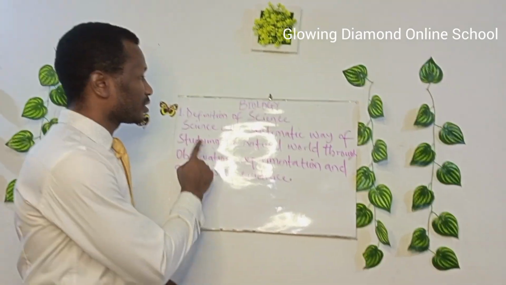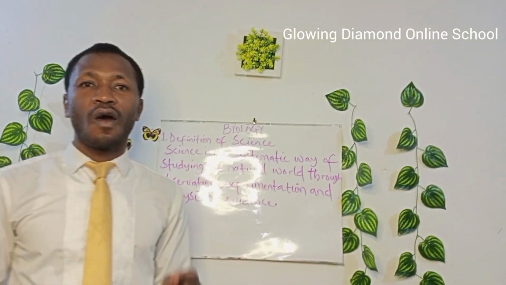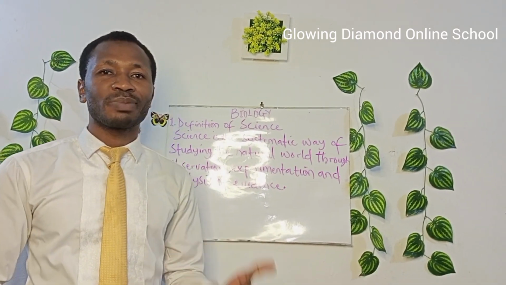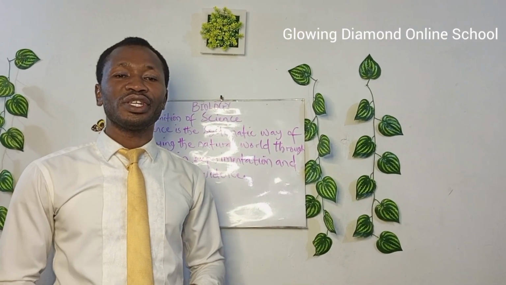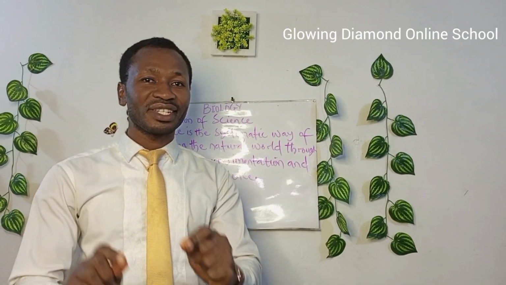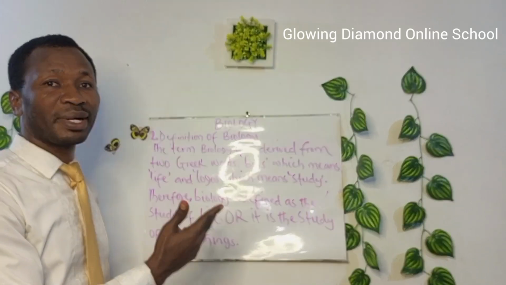Starting from the first point, definition of science. Science is the systematic way of studying the natural world through observation, experimentation, and analysis of evidence. What this means is science is the study of nature, and this is done through observation, experimentation, and analysis of data to get evidence.